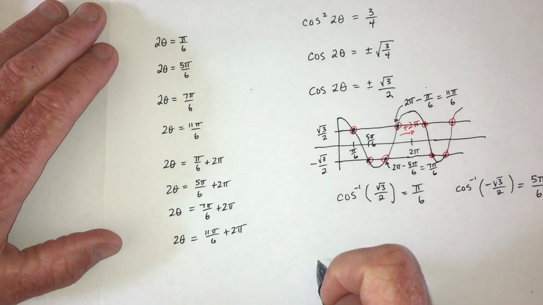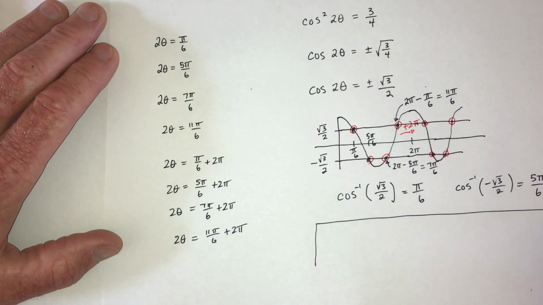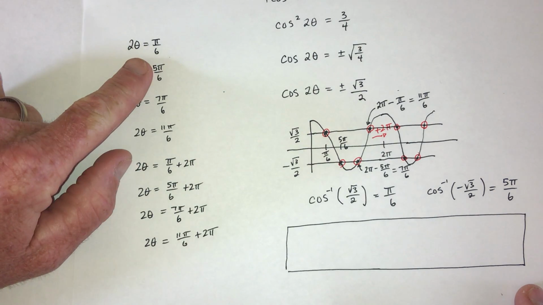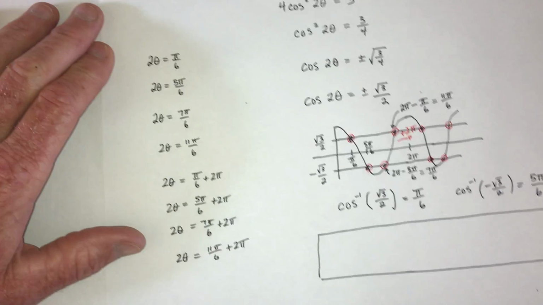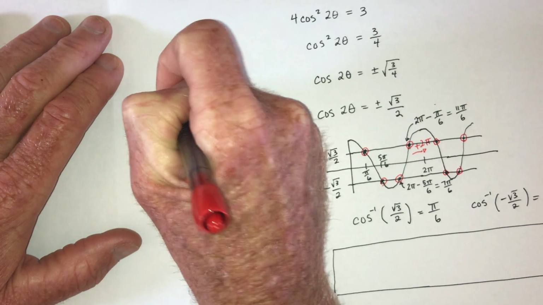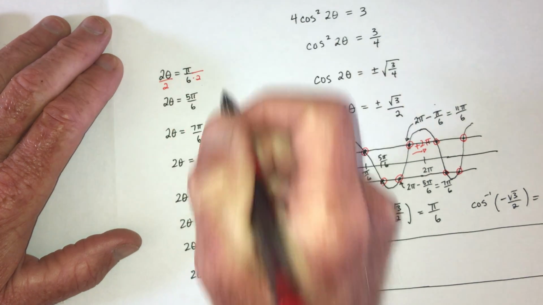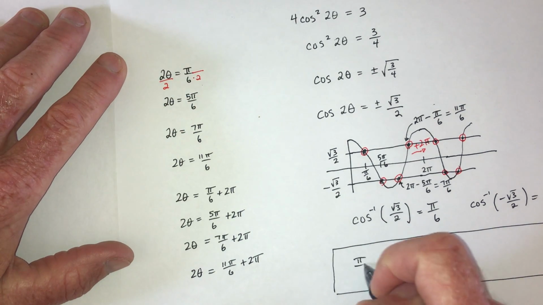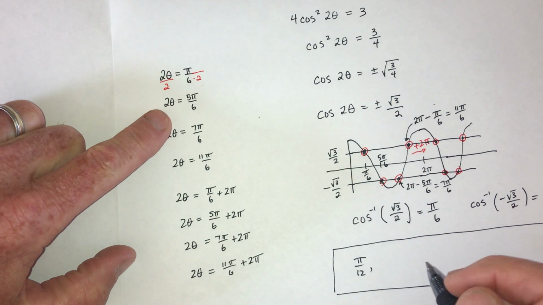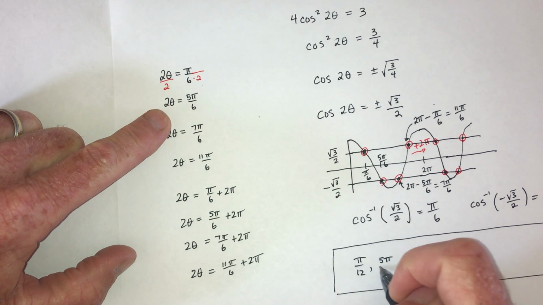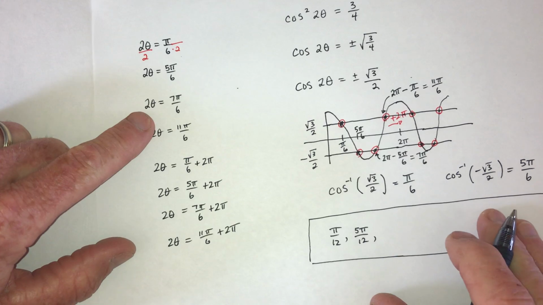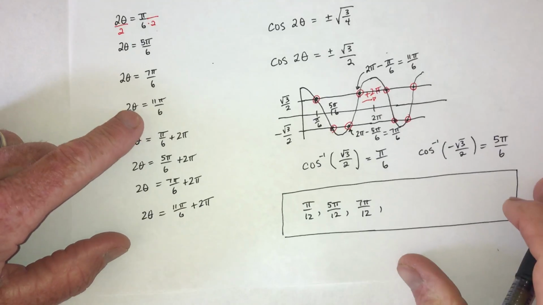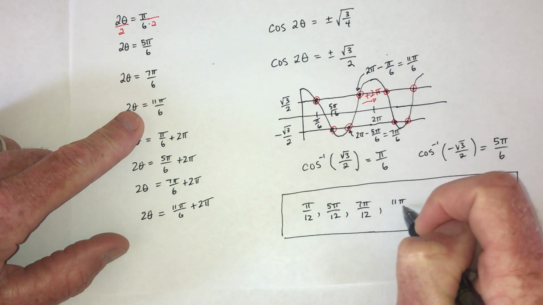And then finally, I'm going to write the final answers in this box right here. So each one of these you still need to divide by 2. And when you divide by 2, that means this side needs to be divided by 2. So this one becomes pi over 12. The next one would be 5 pi over 12. And then 7 pi over 12. 11 pi over 12.